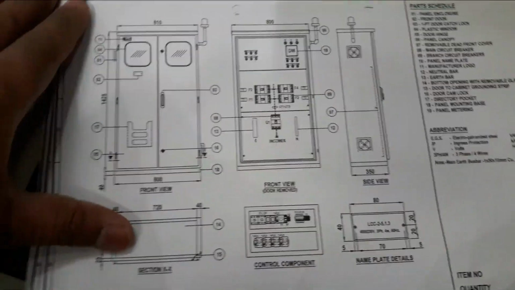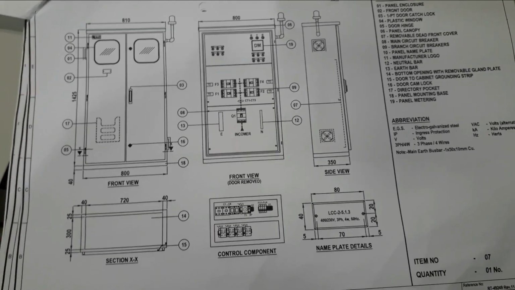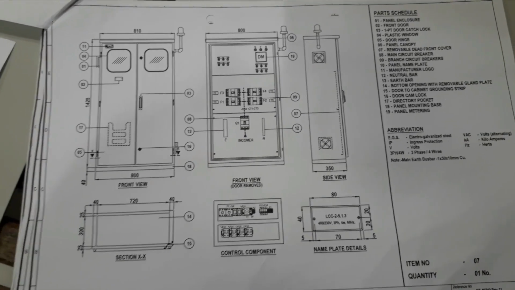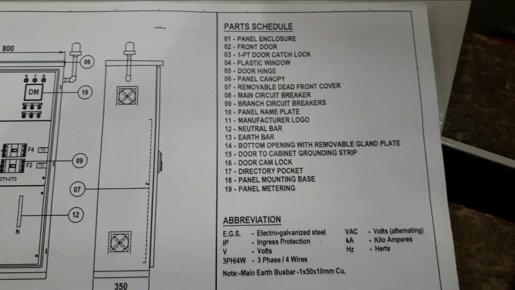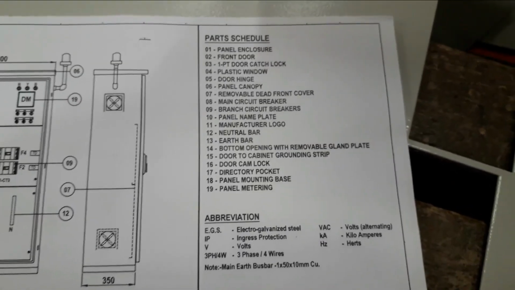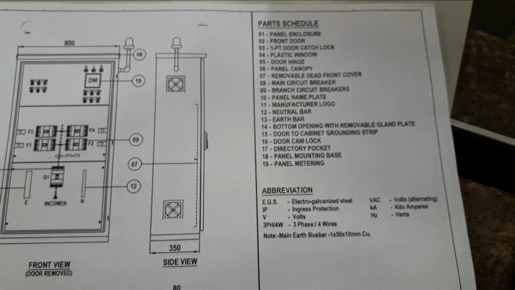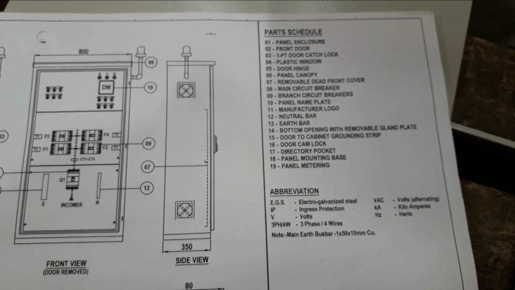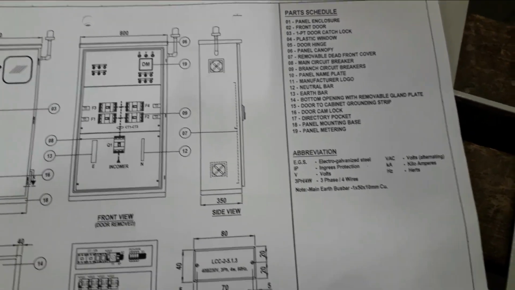Once you go to another page, you will find the panel layout. You will find it from here. This is the structure of the device, and this is what we call the parts schedule. We are going to check these one by one later on. We have point number 1 to point 19. Here we are going to turn to another page.